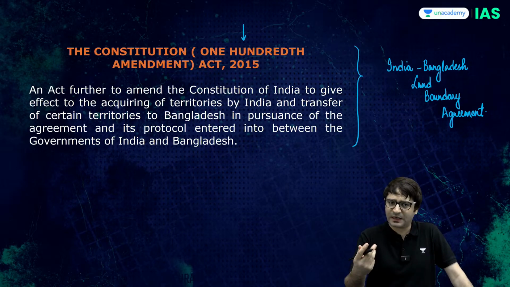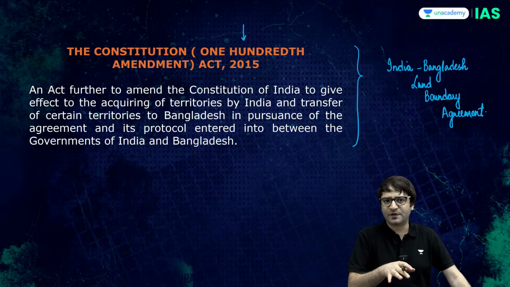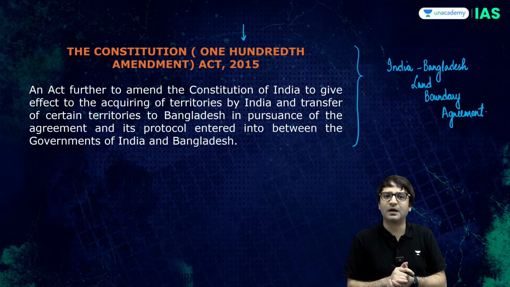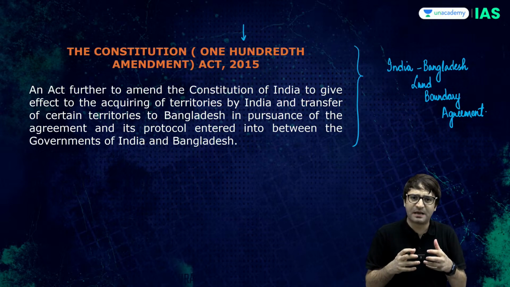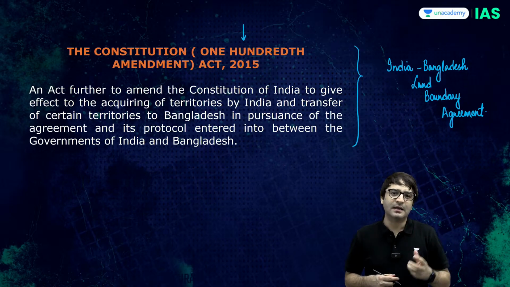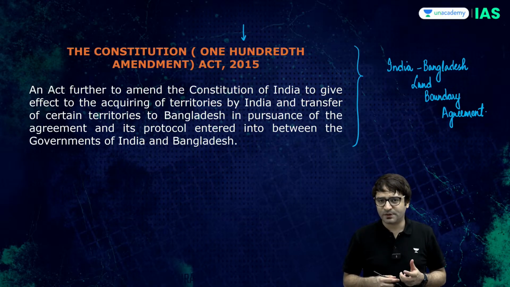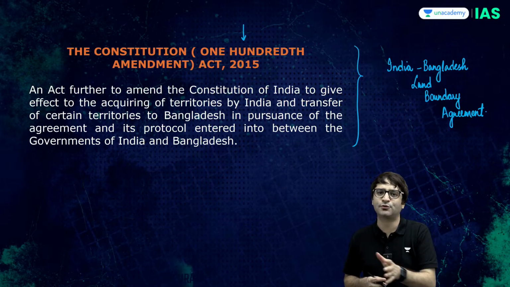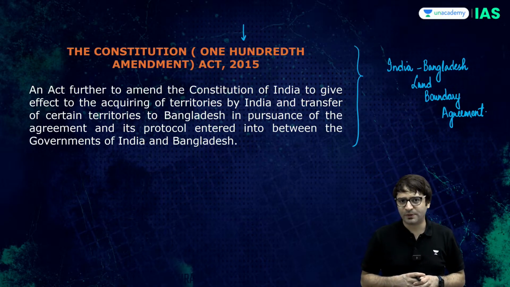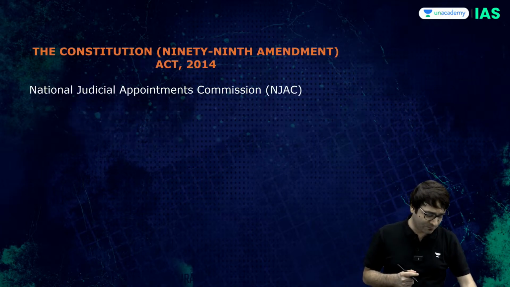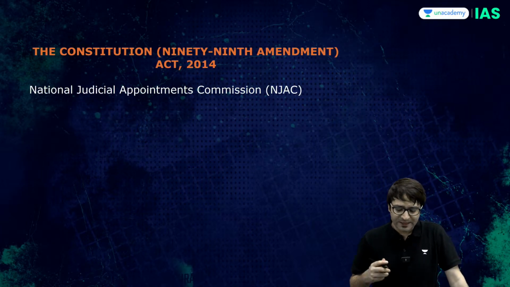India gave up some of the enclaves, Bangladesh gave up some of her enclaves, and ultimately the exchange of these enclaves, that is what is called the land boundary agreement between India and Bangladesh, which further cemented the relationship between the two countries. Although the Teesta River is still a stumbling block in the relations between the two countries. But be that as it may, the 100th Constitutional Amendment is related to the land boundary agreement between India and Bangladesh. So in match the following type questions, this can be important for your examination.